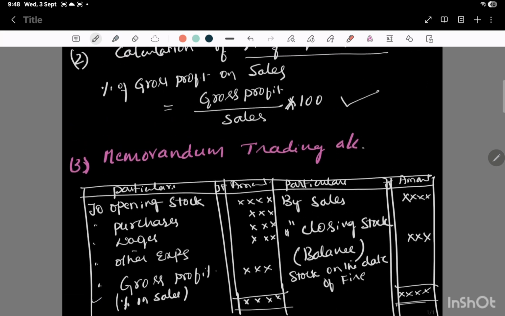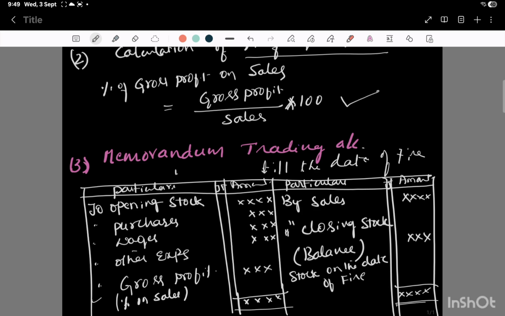Third stage, that is the memorandum trading account. From day one of the financial year of the business till the date of fire. So you are preparing this till the date of fire, maybe 6 months, 8 months, 9 months. For that period you are preparing. Sometimes you may get information related to your closing stock, but you may not get the information related to the stock you kept in the place where the accident happened. So to find the actual value of stock at the time of the accident, you are going to prepare this memorandum trading account.